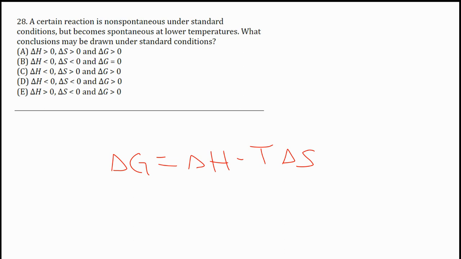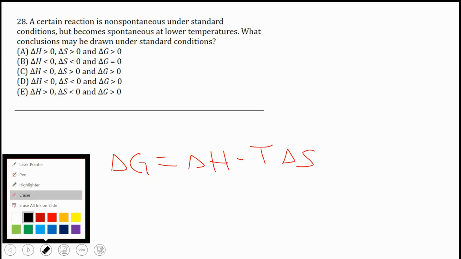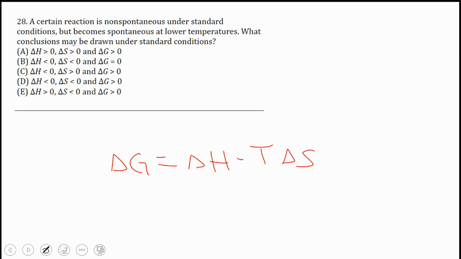Right, so for number 28, you're looking at your delta G equation, where delta G equals delta H minus T delta S. So under standard conditions, this reaction is non-spontaneous, meaning that delta G has to be positive under standard conditions because spontaneous delta G would be negative. So we know we can first cancel out B because delta G is not going to equal 0.